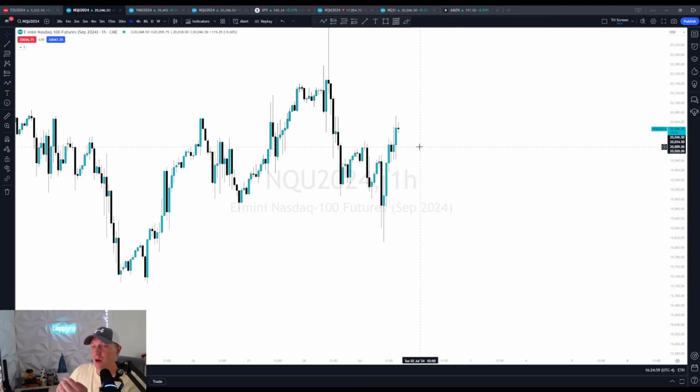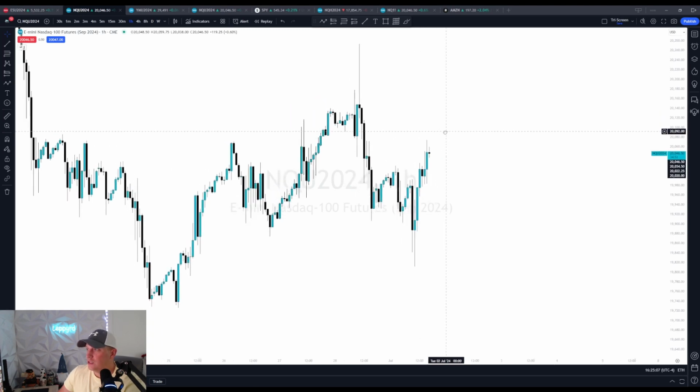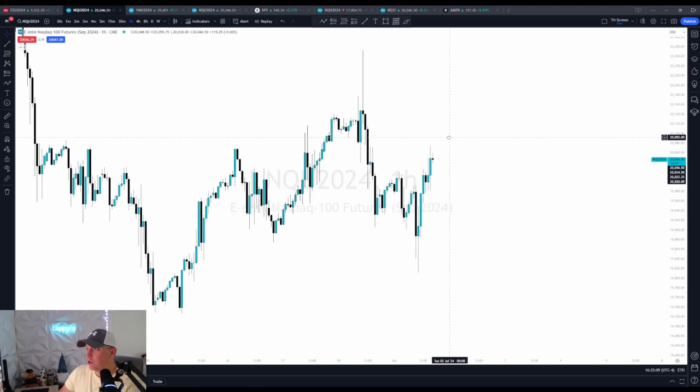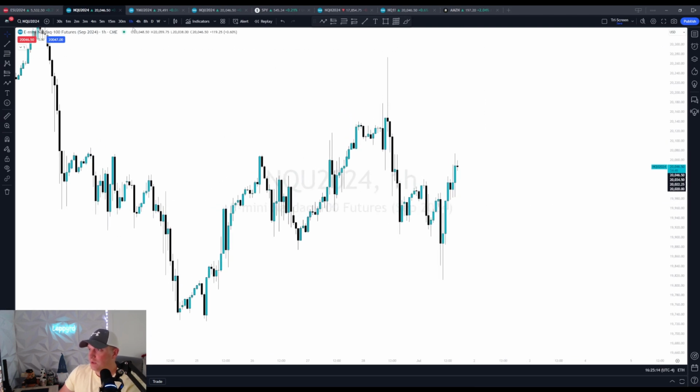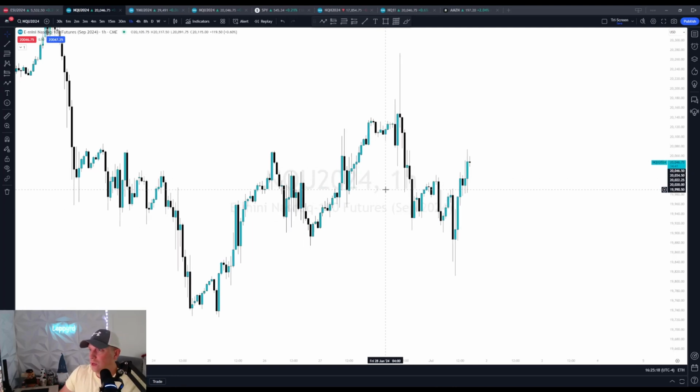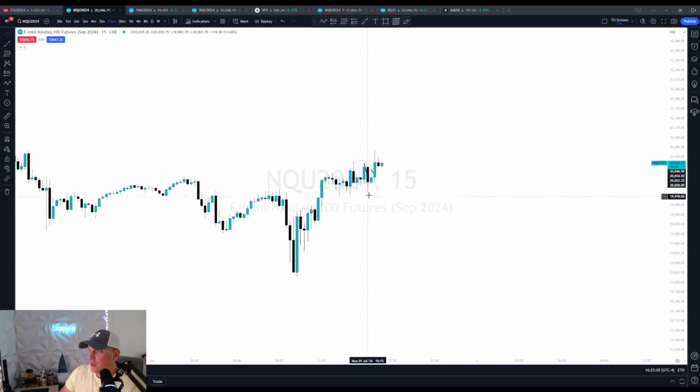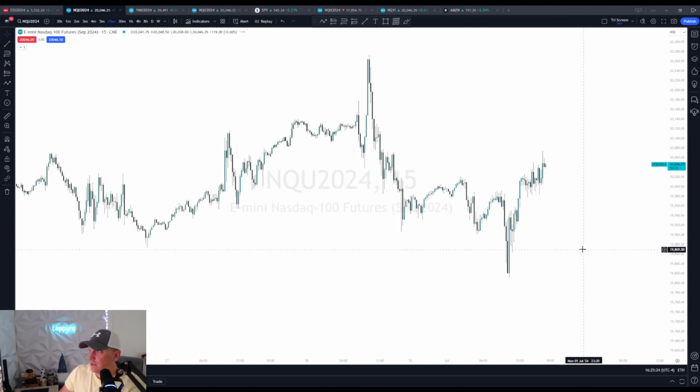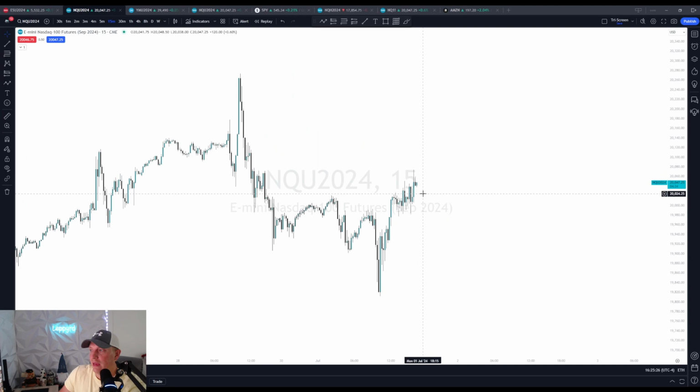Remember, we do have Powell speaking tomorrow morning, right at open, and then we also have ISM data too. So two potential market movers that could hopefully give us some decent price action tomorrow. But with that, that's all you really need to watch going into tomorrow. The 15 is just pure messy, but it does have that kind of start of a buy model look to it.